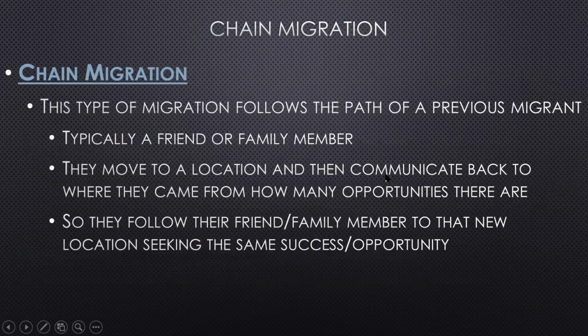Okay. Next, chain migration. This type of migration follows the path of a previous migrant. Let's think of an example here. You've got a daughter who gained citizenship in the United States from a different country, and now she's petitioning for her parents or spouse to gain citizenship. So again, it follows the path of a previous migrant.